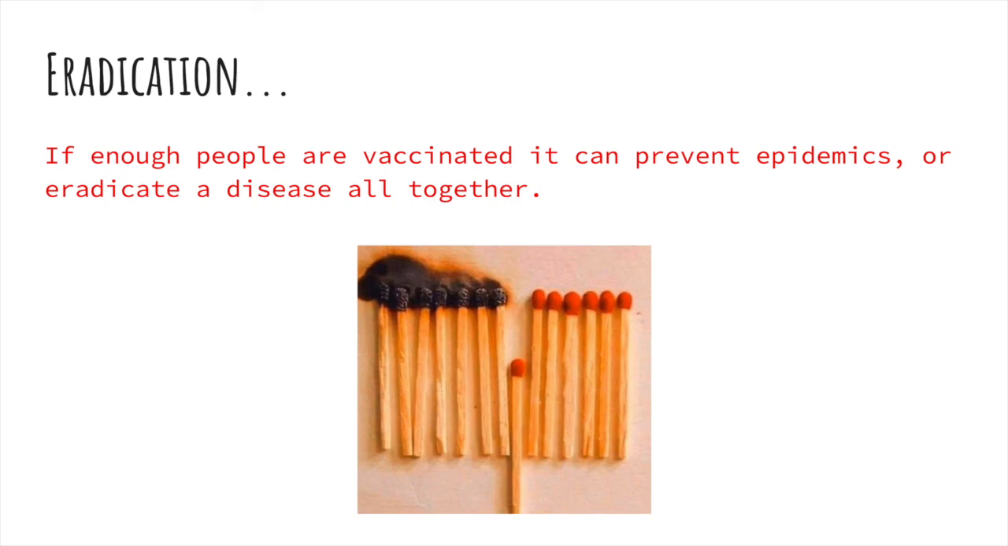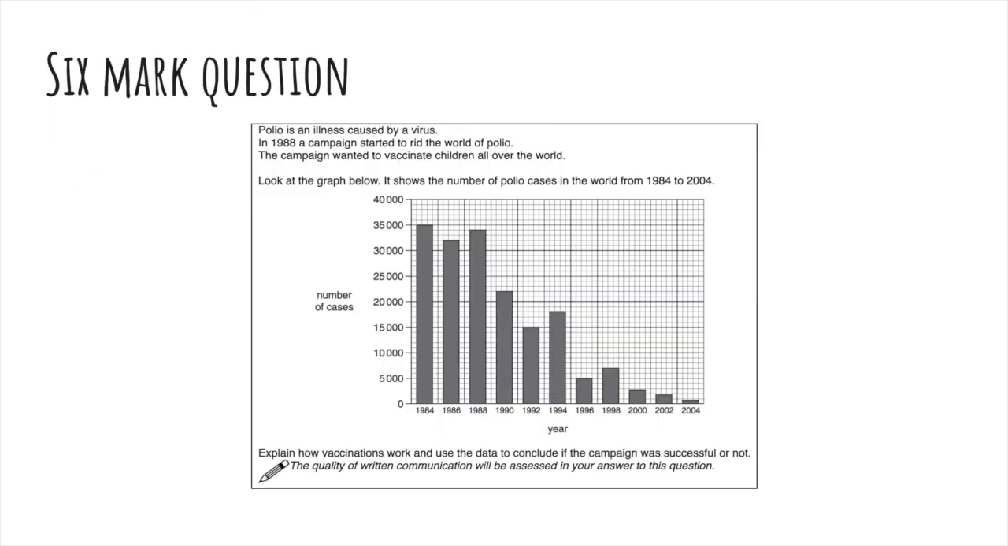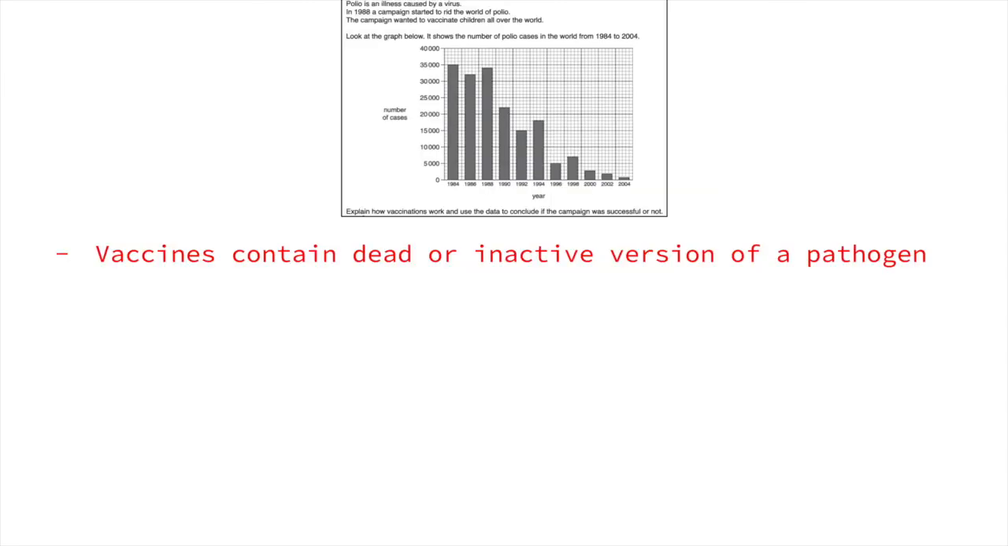Okay, good. Finish up then with an exam question, a 6-mark question. It says, polio is an illness caused by a virus. In 1988, they started a campaign to get rid of polio. Look at the graph below and it shows the number of cases. 1988 is when the vaccination program started. Explain how vaccinations work, and use the data to conclude if this campaign was successful or not. So this is a classic, nice 6-mark question looking to test and separate top students from middling students to the not so great students, and you're all going to be in that top student category.